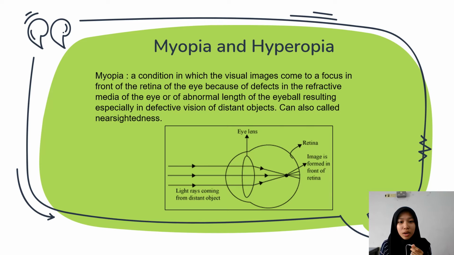The next one is myopia. Myopia is a condition in which the visual image comes to a focus in front of the retina of the eye because of defect in the refractive media of the eye or of abnormal length of the eyeball, resulting especially in defective vision of distant objects. It also can cause nearsightedness. So this picture shows the phenomenon of myopia, which is the image is formed in front of the retina.